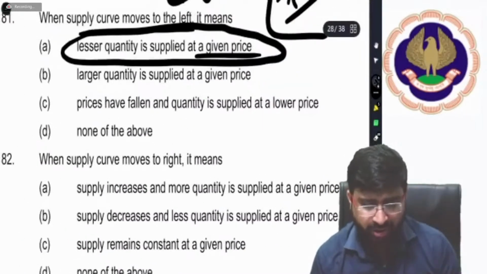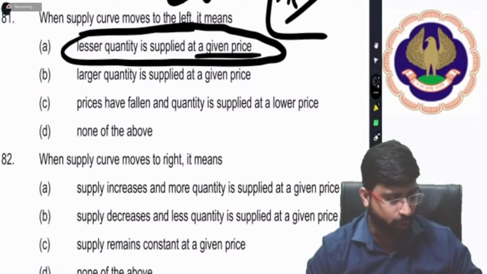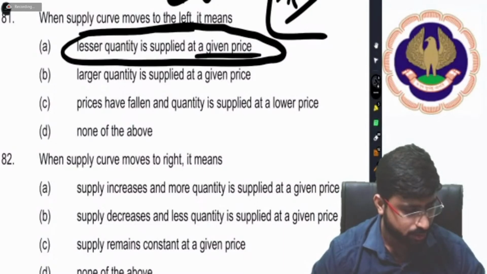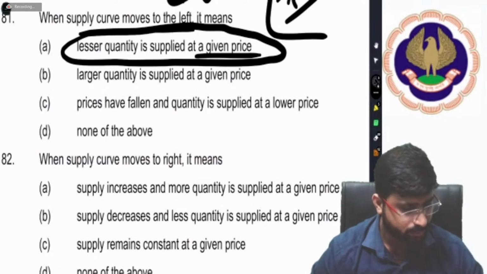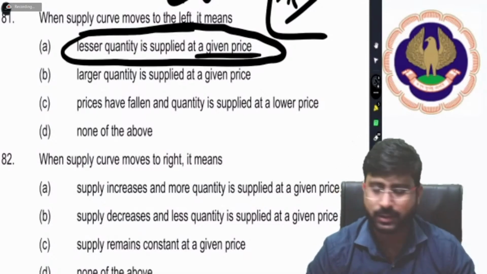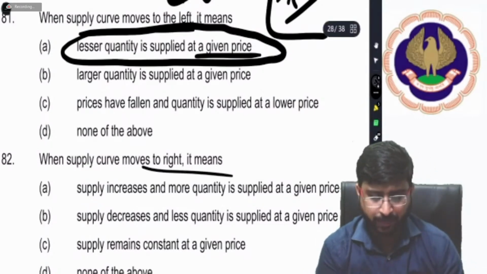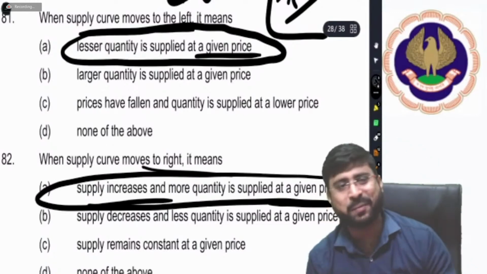Let's see. 82 is similar to 81. So let's see if you are able to answer 82 now. Come on, mates. Absolutely. So if you all agree, yes, when supply moves to right, supply increases as more quantity is supplied at a given price. That's right. Just the opposite of the previous one.